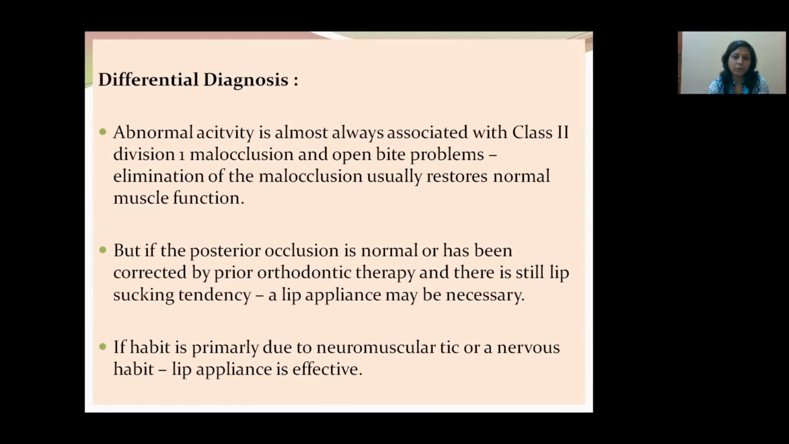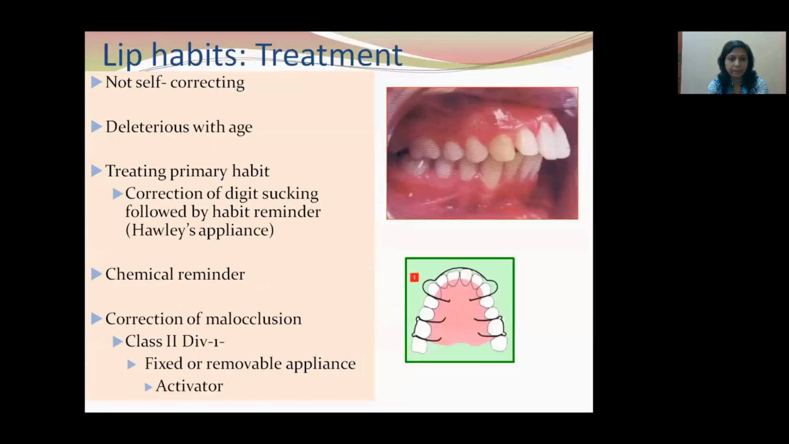Elimination of the malocclusion usually restores the normal muscle function, but if the posterior occlusion is normal or has been corrected by prior orthodontic therapy and there is still a lip sucking tendency, a lip appliance may be necessary. If the lip habit is primarily due to neuromuscular tic or a nervous habit, lip appliance will be effective. These lip habits, due to the presence of lip trap, are not self-correcting. They become deleterious with age.